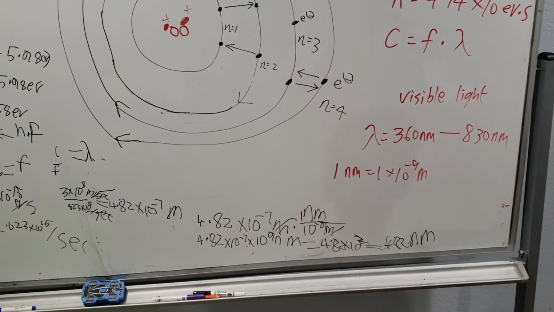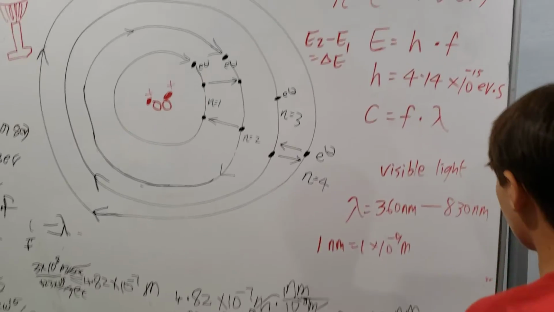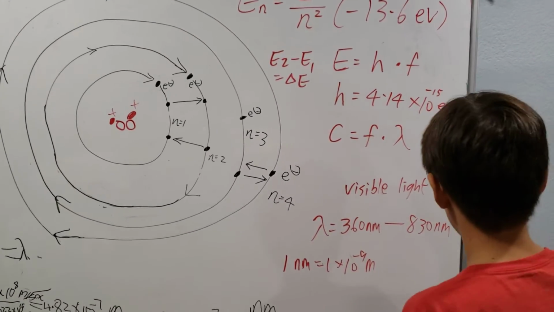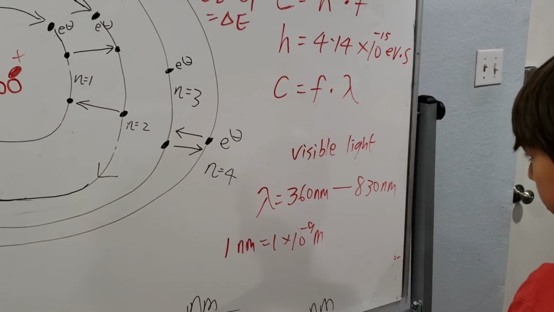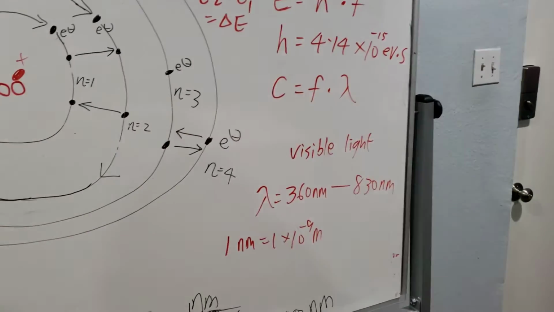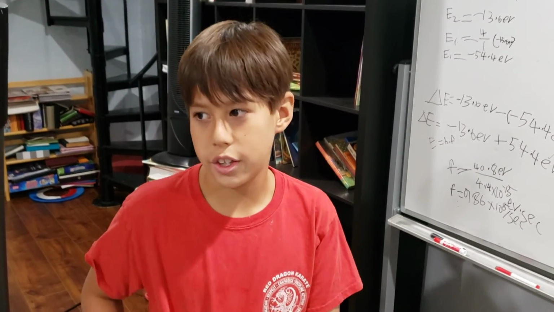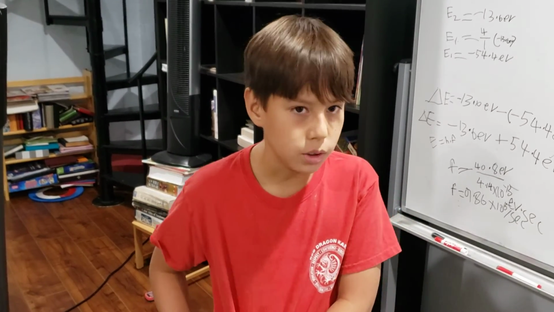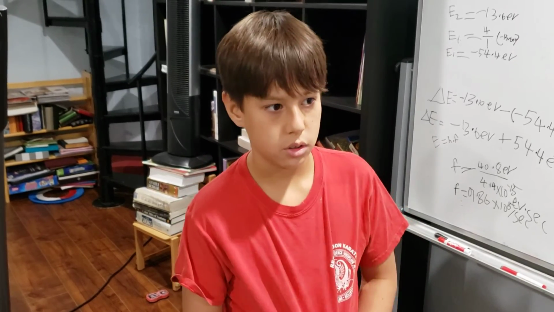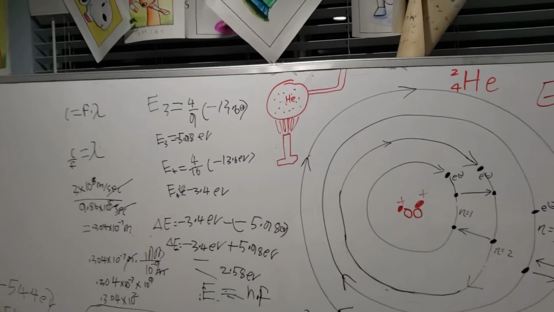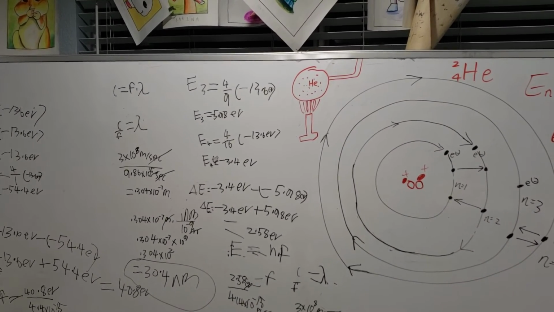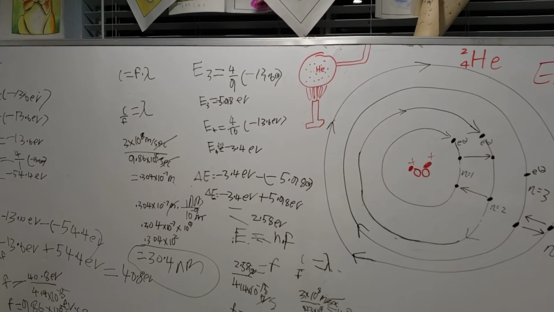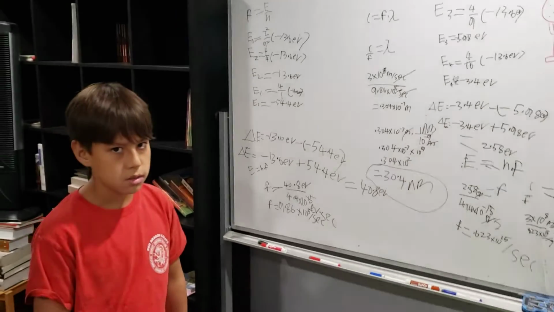Okay, which is within the visible light, yes, right? It's within the visible light, and it's light blue. How do you know it's light blue? We checked on the internet, the visible light spectrum, and found it to be light blue. So when you heat up helium gas, what kind of color would you see? Well, you would see light blue. Okay. So did you do all this calculation yourself? Yes. Very good. Good job.